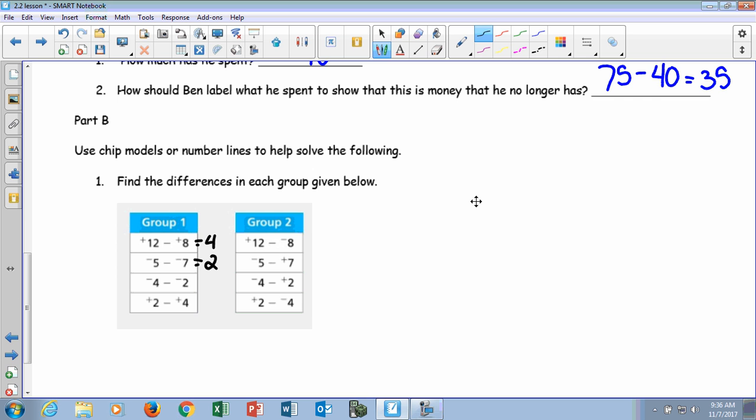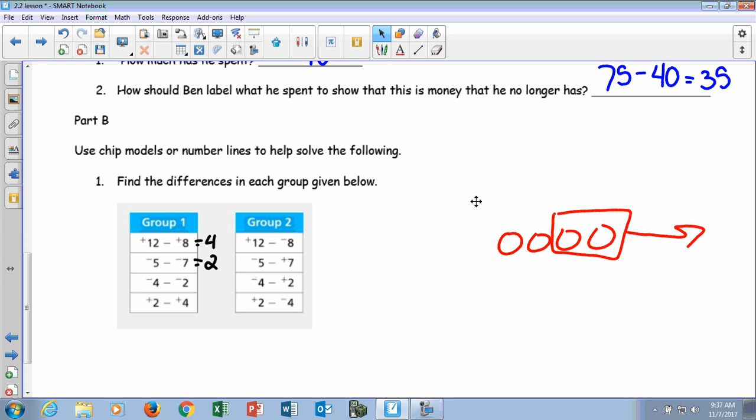All right, now again, -4, which is 4 red chips, right? I'm going to get rid of 2 of them. So those go away. What's left? 2 red chips are left, and 2 red chips are worth -2 in value.